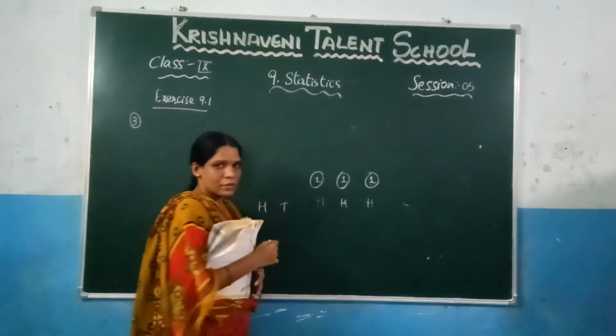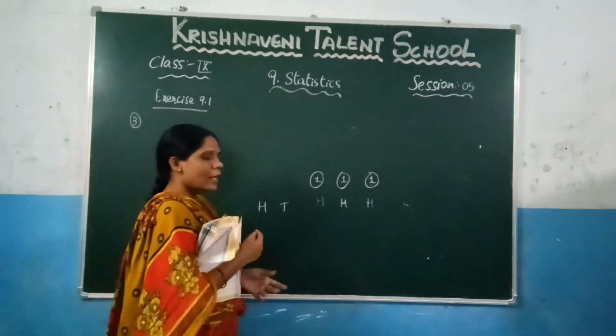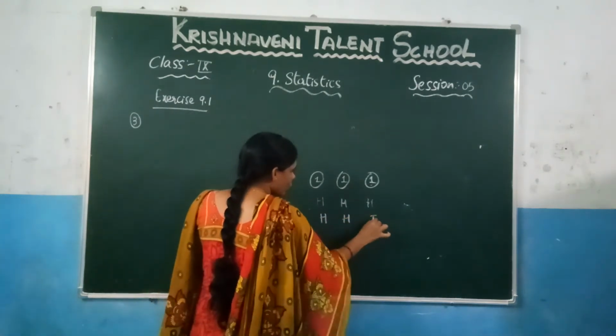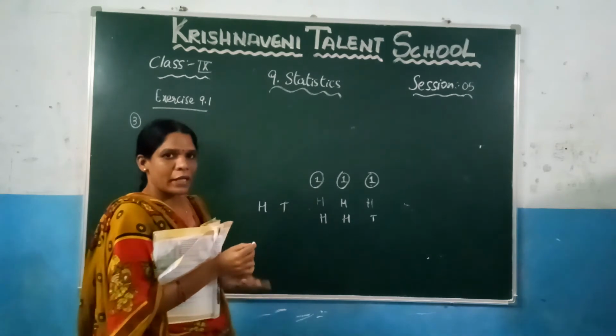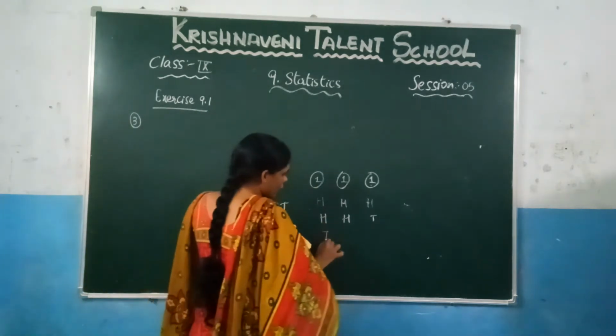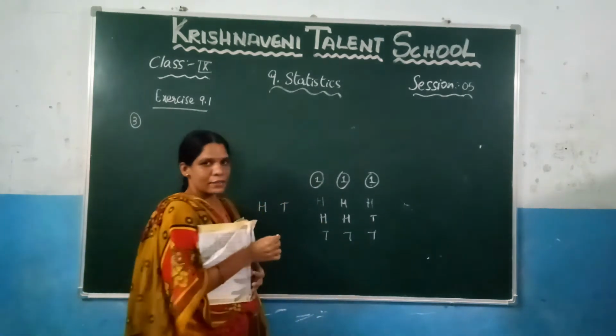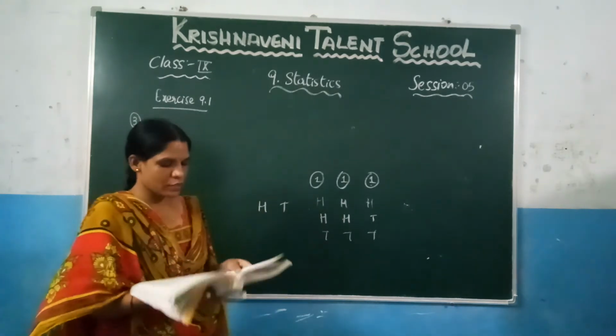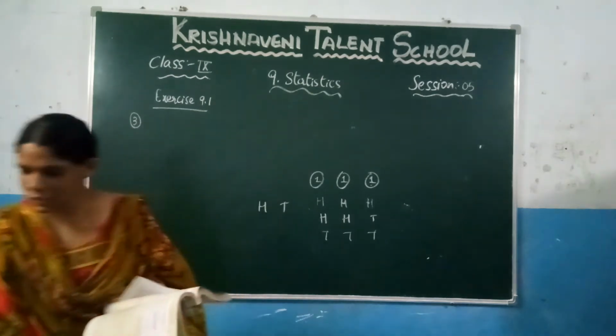coins as head. This is one possibility, right? Again, you may get these two coins as head and one coin as tail, right? You may get here all the coins as the head. So many possibilities will be there here in the question. But what is the question given here?